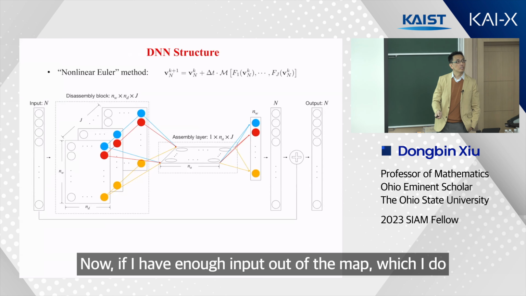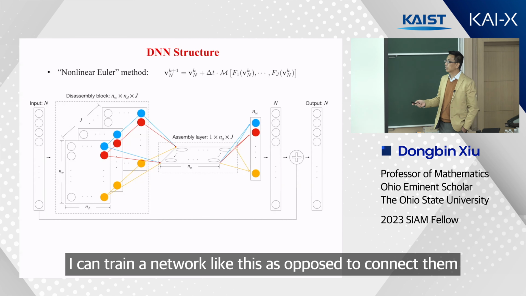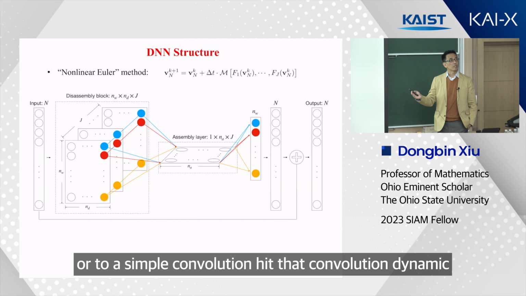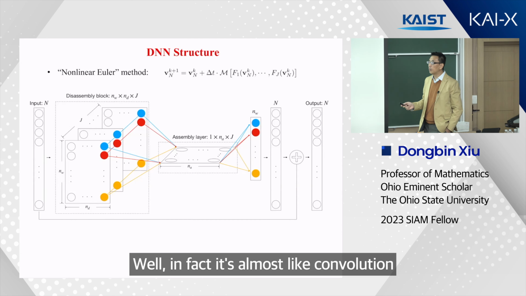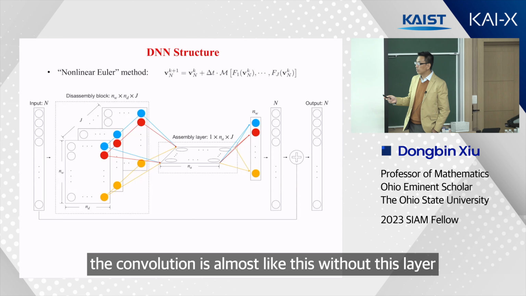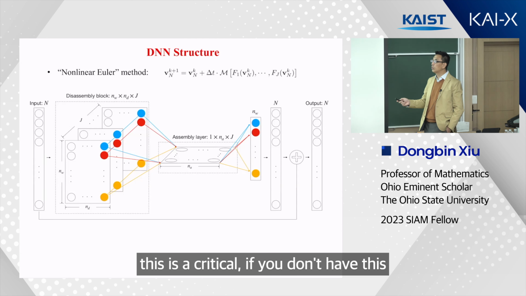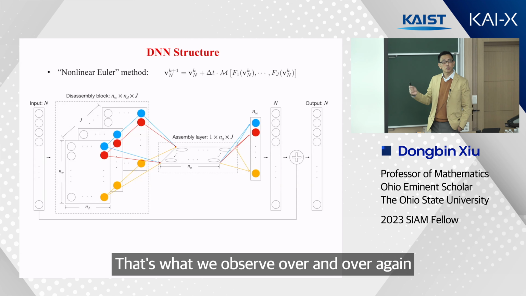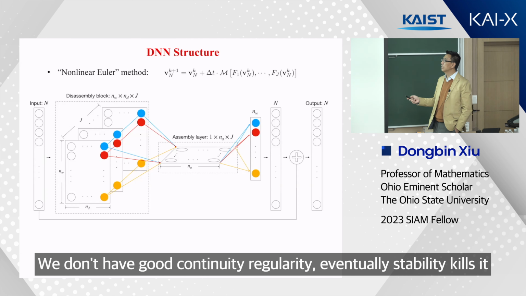Now, if I have enough input-output maps, which I do, I can train a network like this, as opposed to connecting them with a simple, fully connected network or doing a simple convolution, if that convolution doesn't matter. Well, in fact, this is almost like convolution. The convolution is almost like this without this layer. This is a critical layer. If you don't have this, you will not be able to enforce continuity here. That's what we observe over and over again. When you don't have good continuity and regularity, eventual stability kills you.